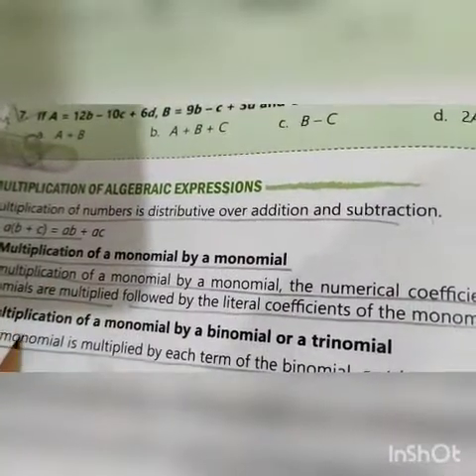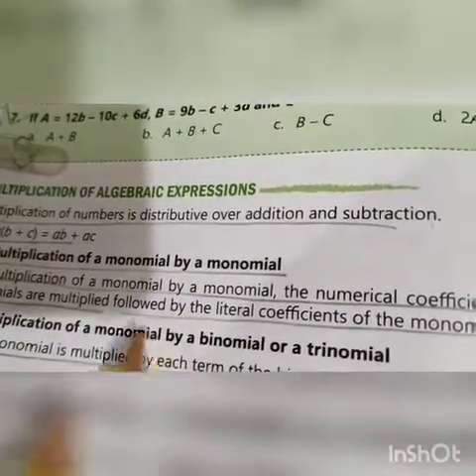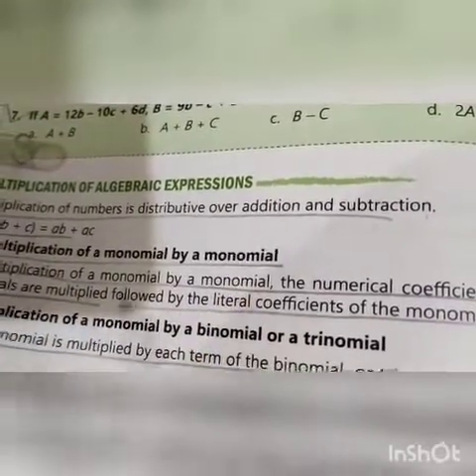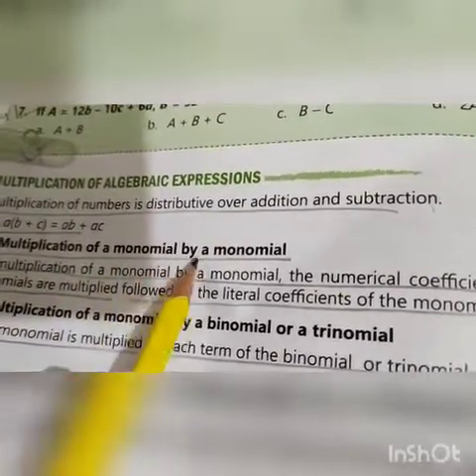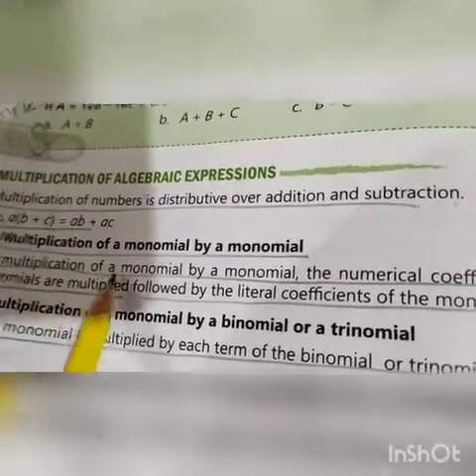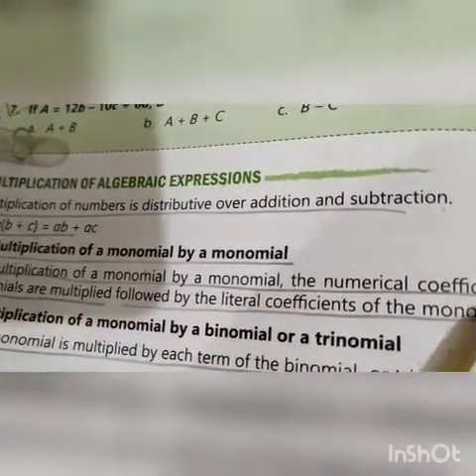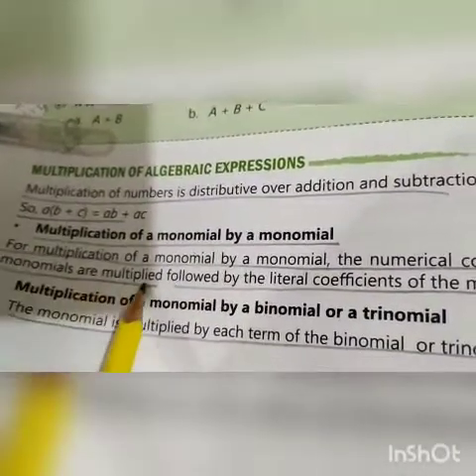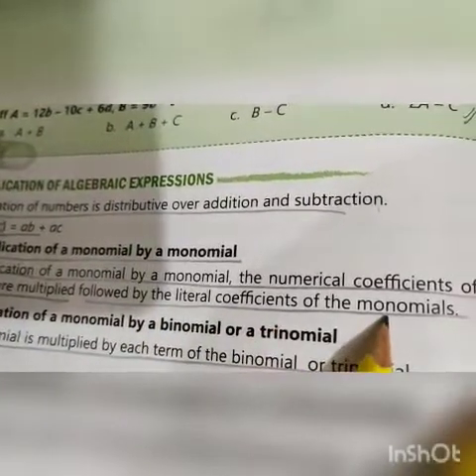So there are different parts for multiplication. Multiplication is divided into three categories. First category is multiplication of a monomial by a monomial. For multiplication of a monomial by a monomial, the numerical coefficients of both the monomials are multiplied, followed by the literal coefficient of the monomials.